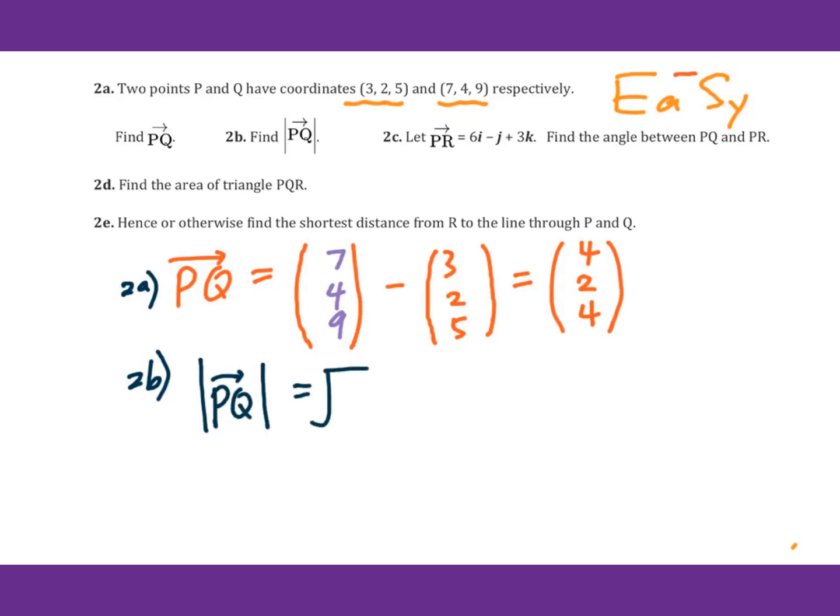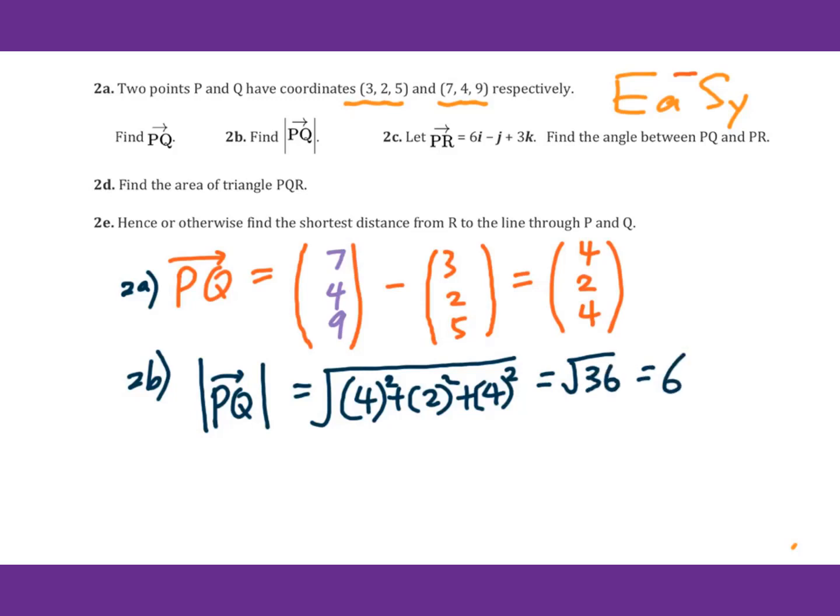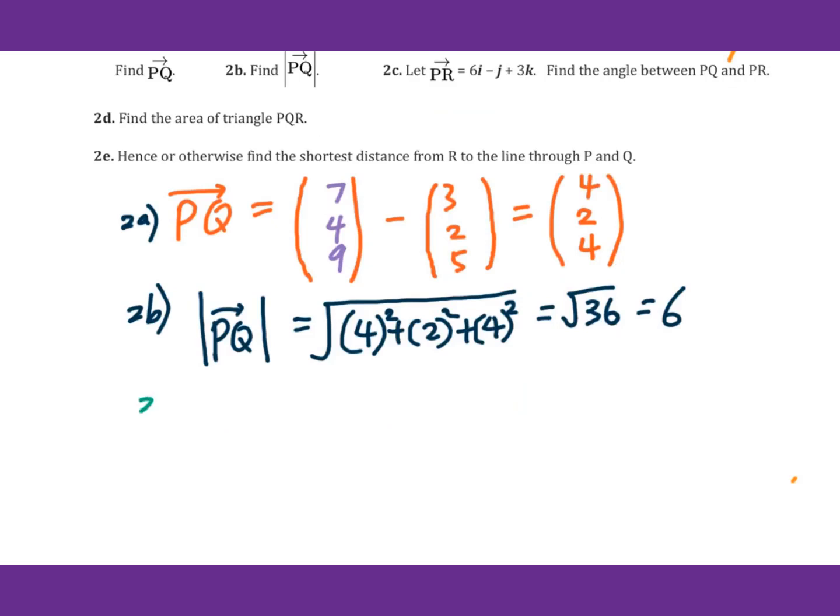For 2b, we need to figure out the magnitude of PQ. So we get the square root of 4 squared plus 2 squared plus 4 squared. You will get the square root of 36, which equals 6.